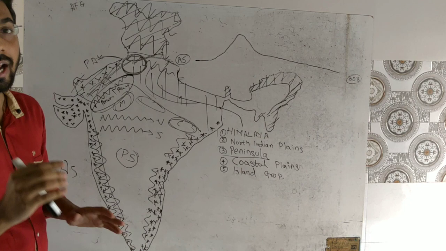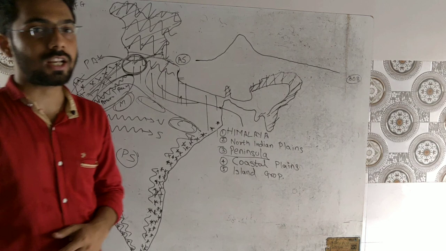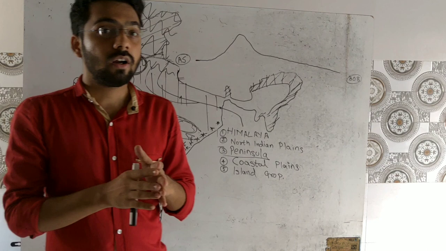And the eastern coastal plain starts from the south of West Bengal towards Kanyakumari. So there is the eastern coastal plain and the western coastal plain. The eastern and western coastal plains have dissimilarities between them. Why there are dissimilarities between them, I will make you understand.